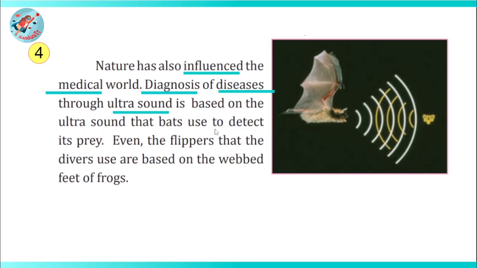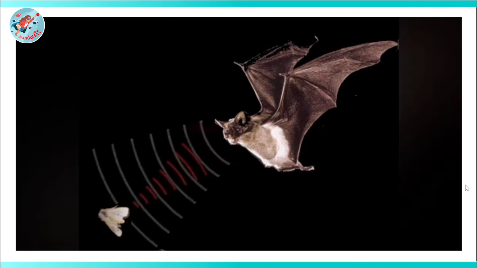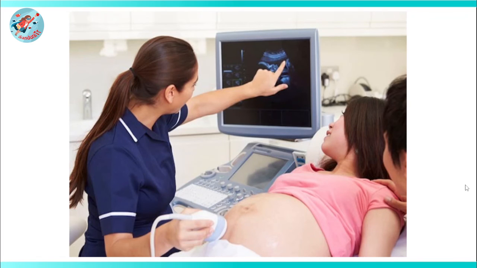Ultrasound අතිධ්වනි තරංග is based on the ultrasound that bats use to detect its prey. එහෙනම් බැට්ස්ලා, වවුල්ලු එයාගේ ප්‍රේ එක ඩිටෙක්ට් කරන්න, ගොදුර හොයාගන්න යූස් කරන අල්ට්‍රාසවුන්ඩ් එකමලු මෙඩිකල් වර්ල්ඩ් එකේදී diagnosis of diseases රෝග විනිශ්චයට යොදා ගන්නේ. Okay? Right. Here's another example.